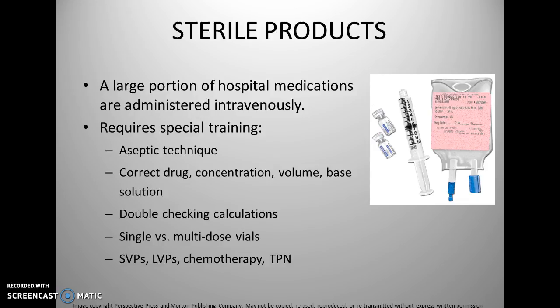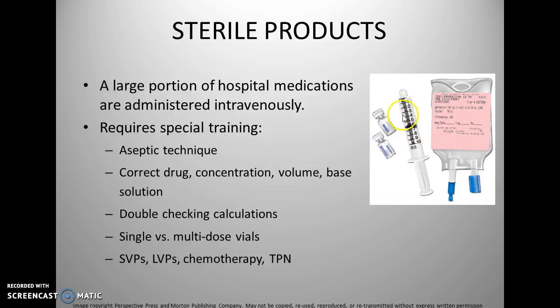Okay, so to deal with this particular product, a pharmacy technician probably will have to have additional training, aseptic techniques, correct drug concentration, volume-based solution. And you must always check your calculations, and you're going to do a calculation problem at the end. You have single vial to multi-dose vials, and then you have your small volume parenterals, large volume parenterals. Remember we talked about that. Small volume parenterals are anything less than 100 milliliters. Large volume parenterals are anything greater than 100 milliliters.